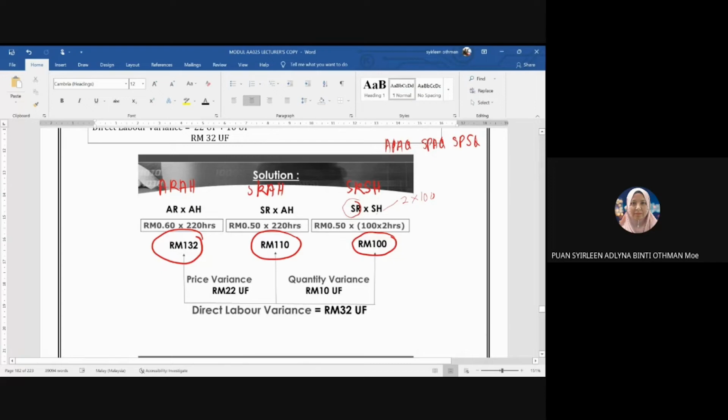Okay. So kita banding ni. Your actual lebih besar daripada standard. So dia mesti unfavorable. Nilai beza dia ialah RM22. Okay. Bila kita banding standard dengan budgeted cost, so your standard is bigger than your budgeted cost pun tak bagus. So it is unfavorable by the amount of 10 ringgit. Okay, so dua-dua unfavorable. So your direct labor variance will be RM32 unfavorable.